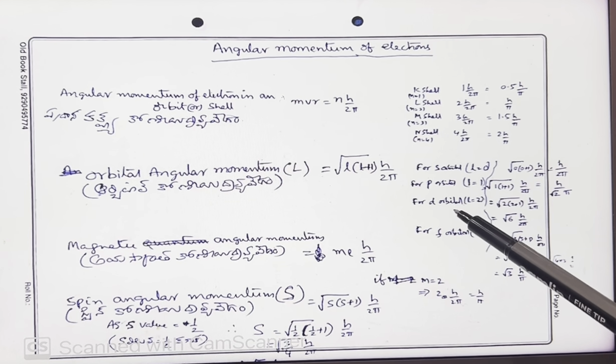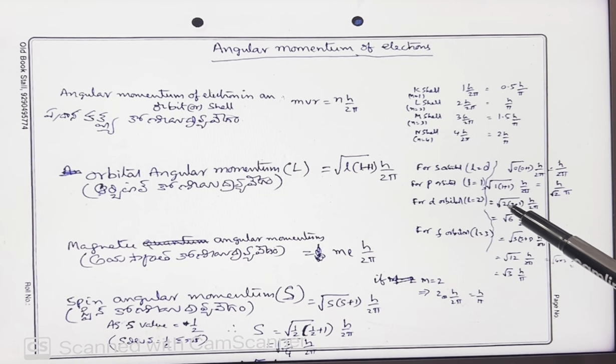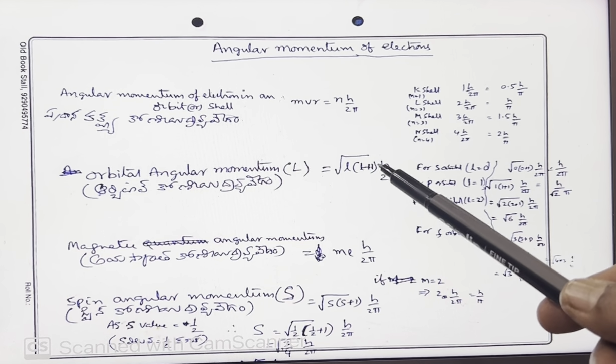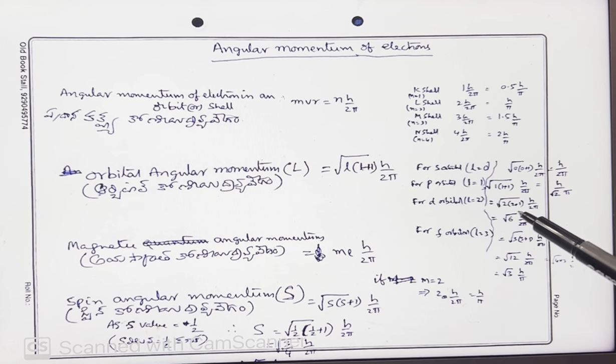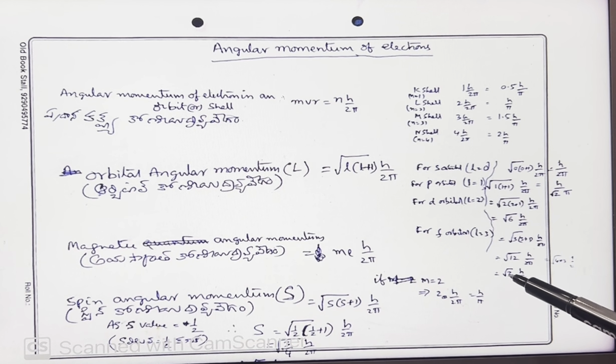For the d orbital, the d subshell, the L value is 2. Root over 2 into 2 plus 1, times h by 2 pi, that is root 6 into h by 2 pi. For the f subshell, root over L into L plus 1, 3 into 3 plus 1, times h by 2 pi. 3 into 3 plus 1 is root 12. Root 12 can be written as root 4 into 3, and root 4 is 2. So the 2s cancel out, giving root 3 h by pi.